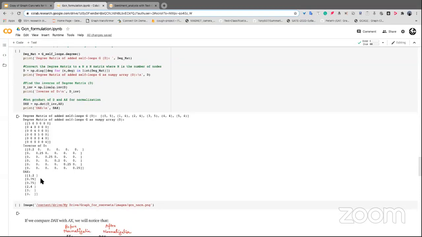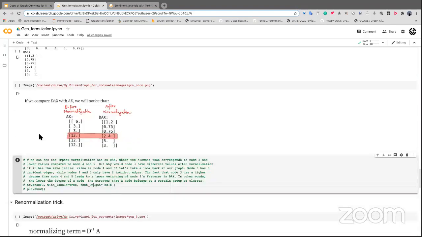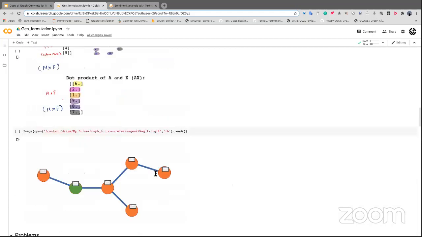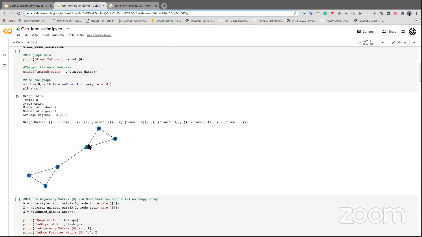So what is the difference between this output and before the normalization? Let's look closely. This is before normalization and this is after normalization, and these 3 nodes had the same values, but after normalization, this particular node has lower values. Why? Let's take a look at the graph. Node 3 has 3 incident nodes, while 4 and 5 have 2. So go here, this one has 3, 1, 0, 4, and 5. And 4 and 5 have only 2, as you can see.